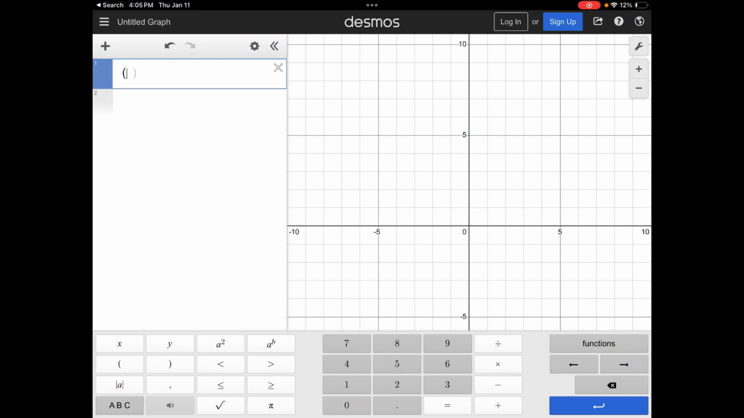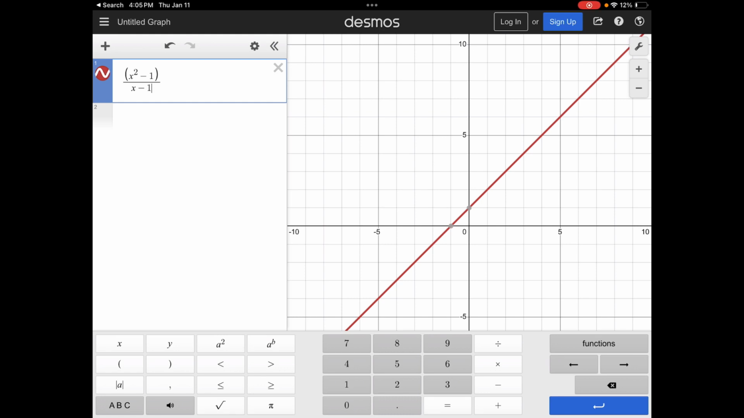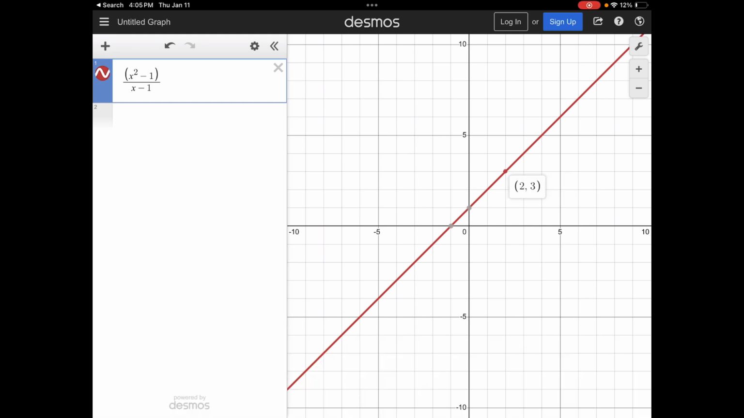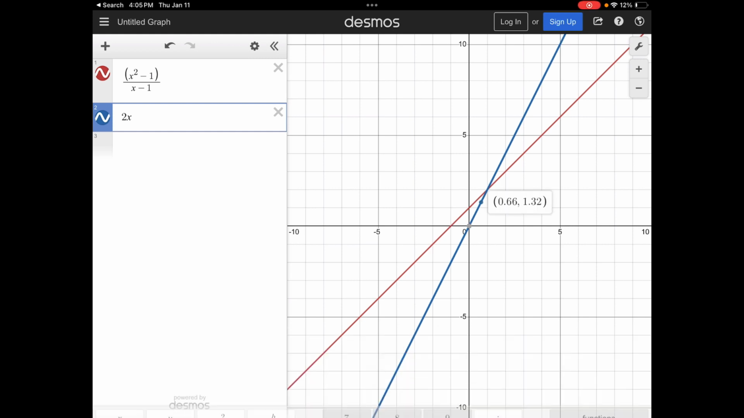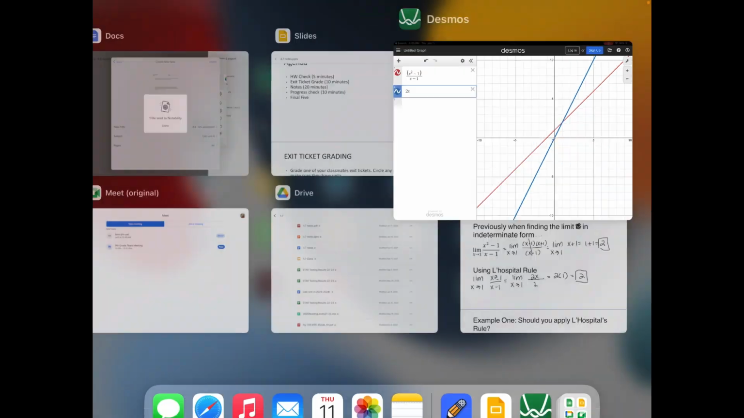Okay. So (x squared minus 1) divided by (x minus 1). Here's the original function. As we approach 1, it says undefined, but if you look from the left and the right, this approaches 2. And if I put the derivative in there, that derivative function is just 2x, and you can see that it approaches 2 as well. So they're the same thing.